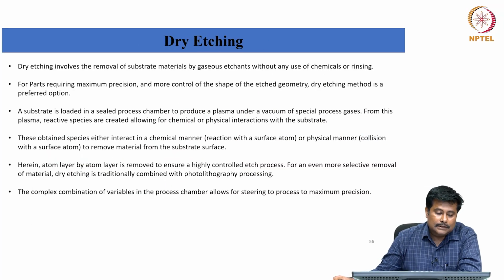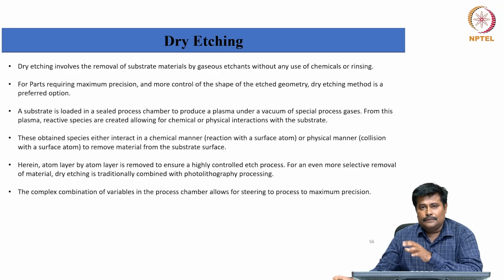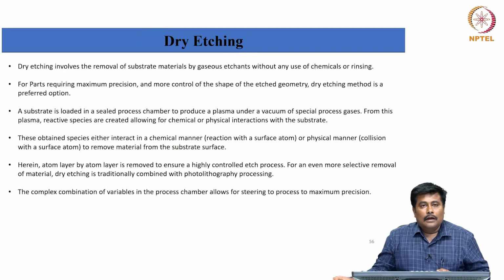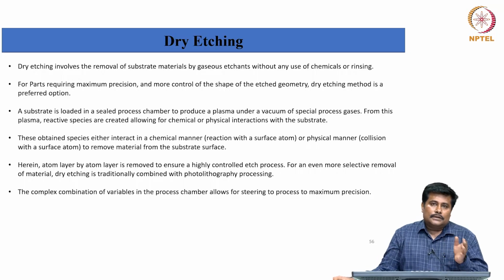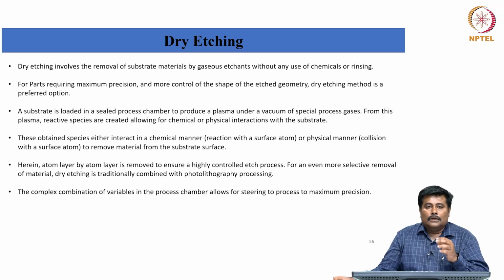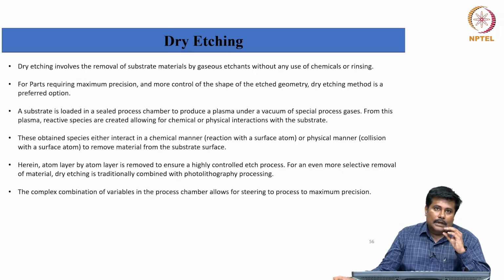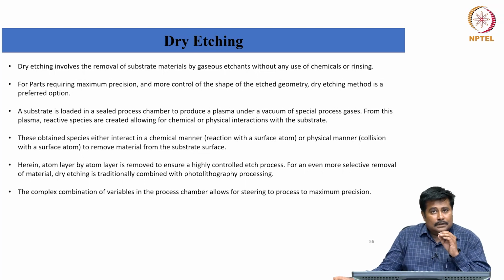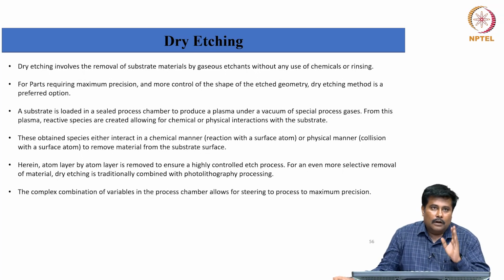Now, let us discuss dry etching. Dry etching involves the removal of the substrate material by a gaseous etchant without the use of any chemical or rinsing. For parts which require maximum precision and more control of the etch geometry, the dry etching method is considered the preferred option.